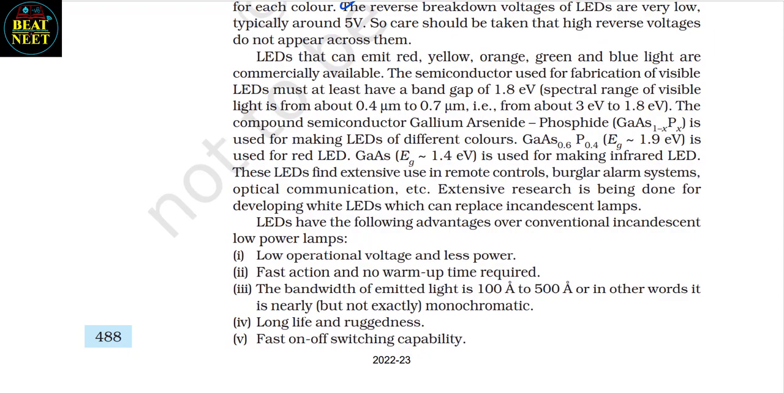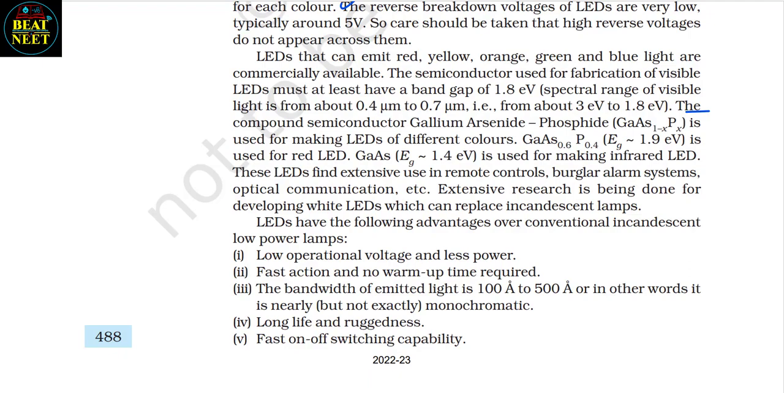The semiconductor used for fabrication of visible LEDs must at least have a band gap of 1.8 electron volt. The spectral range of visible light is from about 0.4 micrometer to 0.7 micrometer, that is from about 3 electron volt to 1.8 electron volt. The compound semiconductor gallium arsenide phosphide is used for making LEDs of different colors.